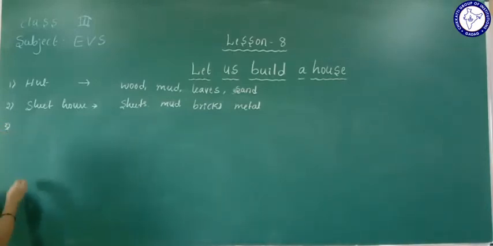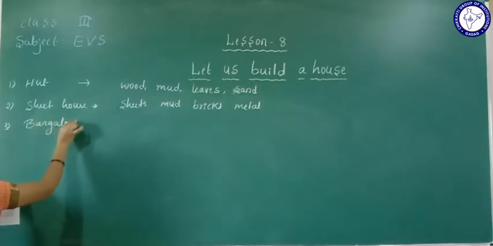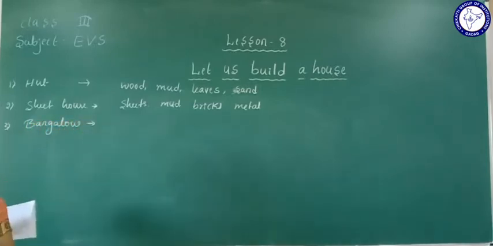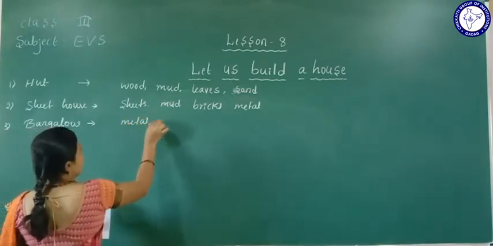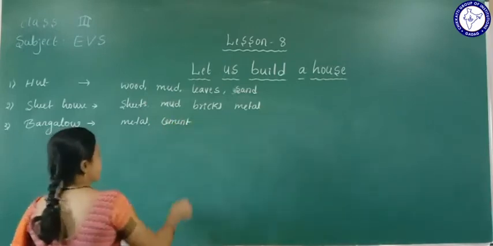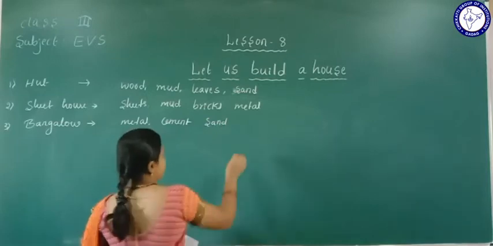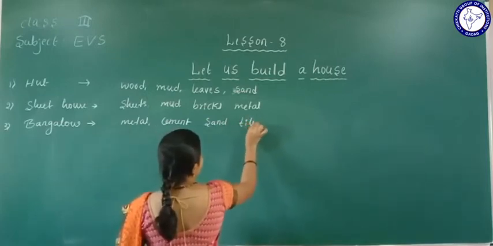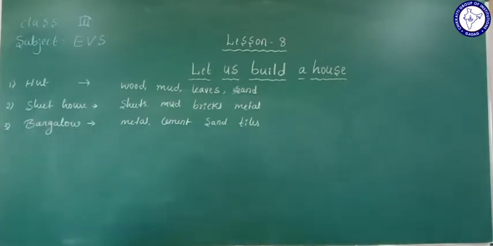Next one, the bungalow. Which materials do we use to build this house? We use metal, cement, sand and tiles. So we use these materials to build the bungalow: metal, cement, sand and tiles.